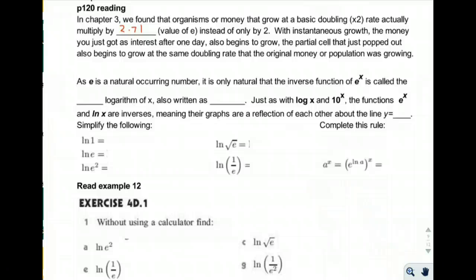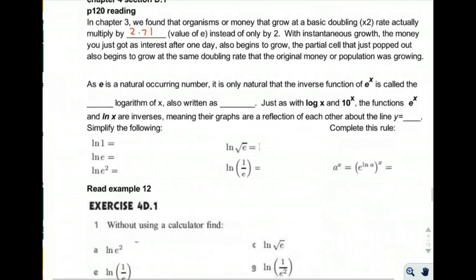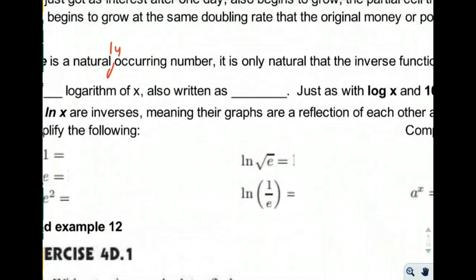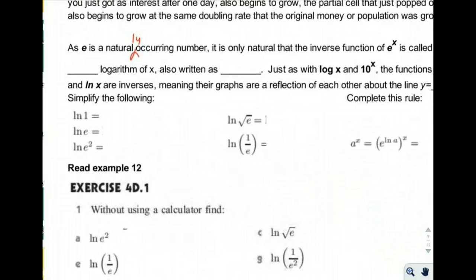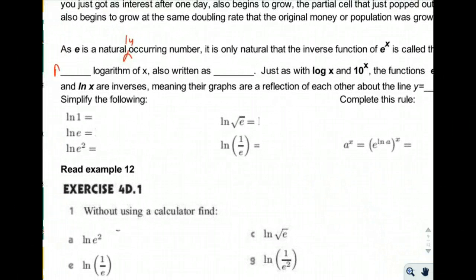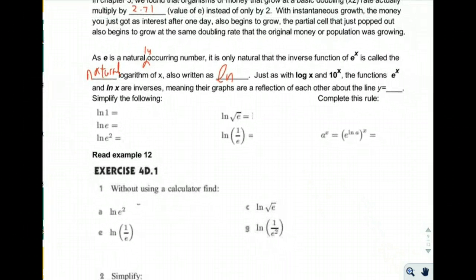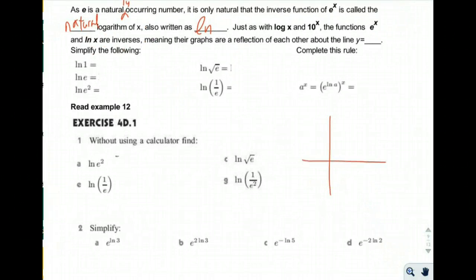As e is a naturally occurring number, it is only natural that the inverse function of e to the x is called the natural logarithm of x, also written as ln. Just as with log of x and 10 to the x, the functions e to the x and ln x are inverses, meaning their graphs are a reflection of each other about the line. Remember that whenever you find the inverse function of something, you can reflect it about this diagonal line. What's the equation for this line? It's y equals x.